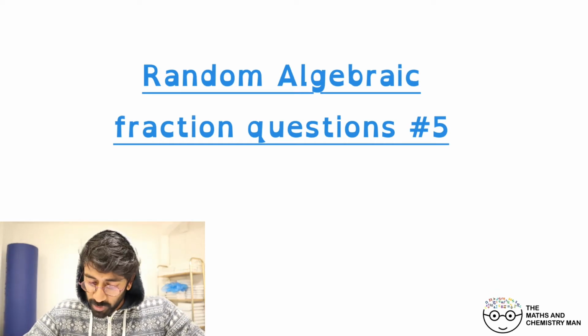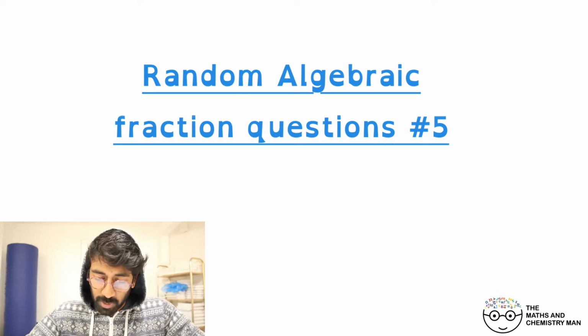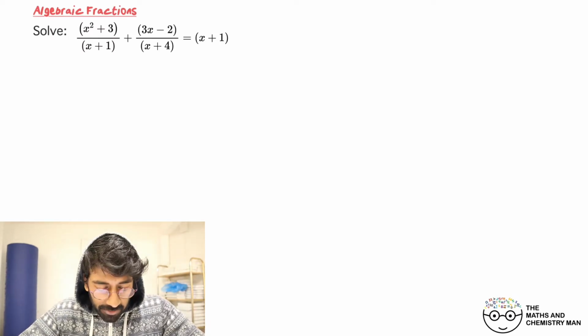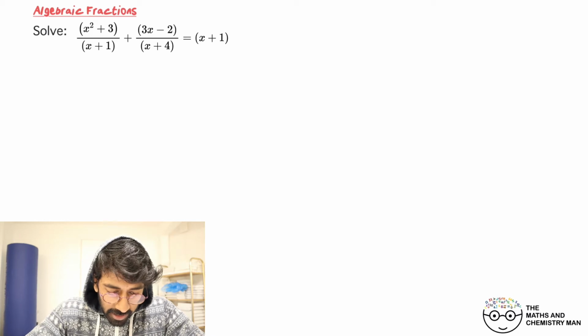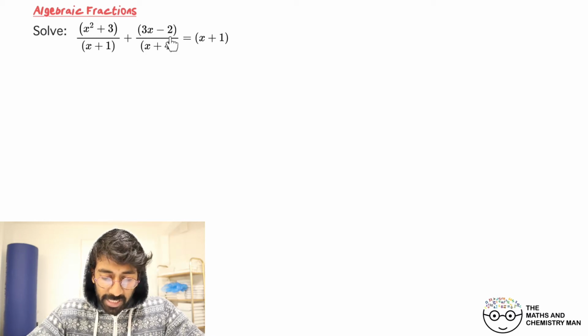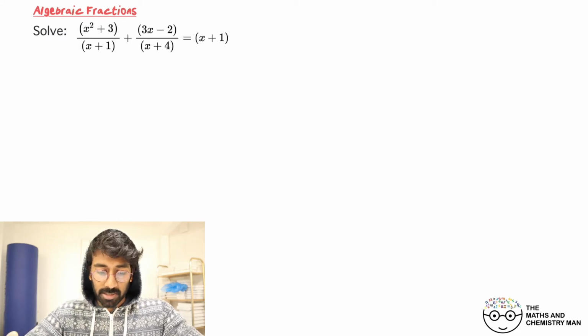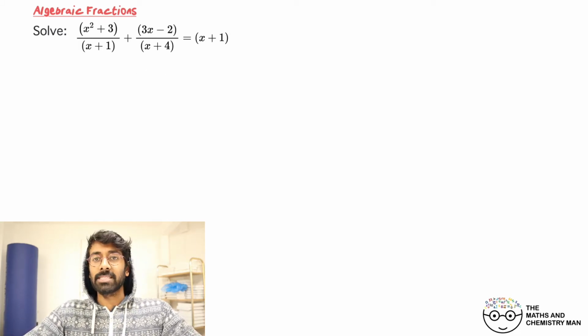Right, we are back with an algebraic fraction question, and we're on number 5. This one here is a little bit tricky. Let's have a quick look. So we have (x squared plus 3) over (x plus 1), and we're adding (3x minus 2) over (x plus 4), and that's all equal to x plus 1. Oh my goodness, there are brackets everywhere.